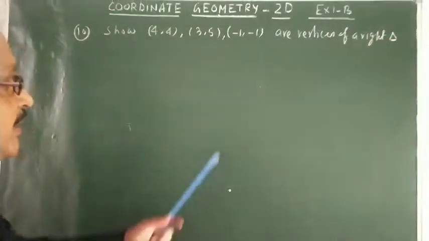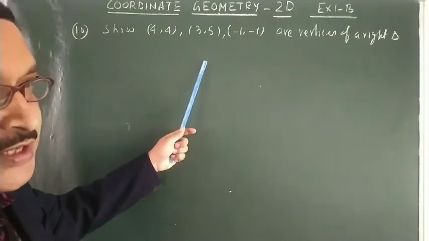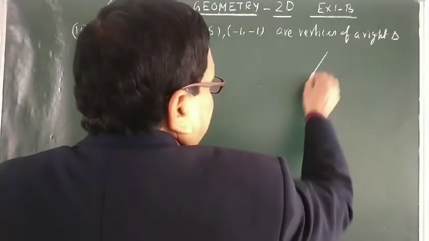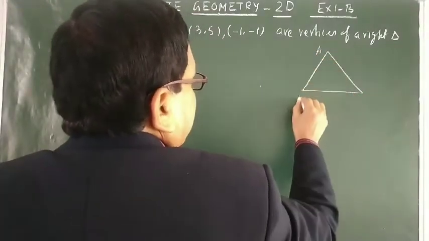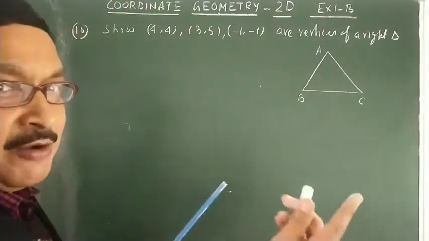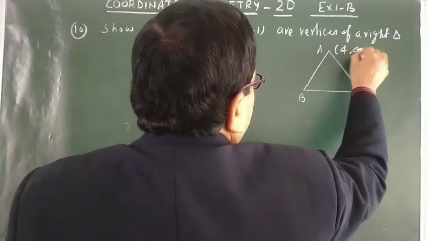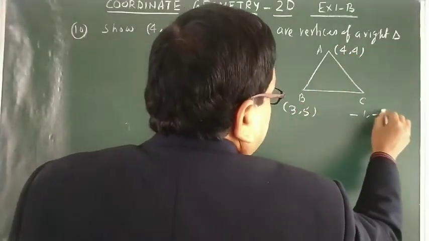The students are in the habit of doing this problem from class 10. How is it shown to be a right triangle by finding AB, BC, CA, but where the 90 degrees is, is not given. A, B, C. Where the 90 degrees will be is not given, so we will just make a triangle. 4, 4; 3, 5; minus 1, minus 1.